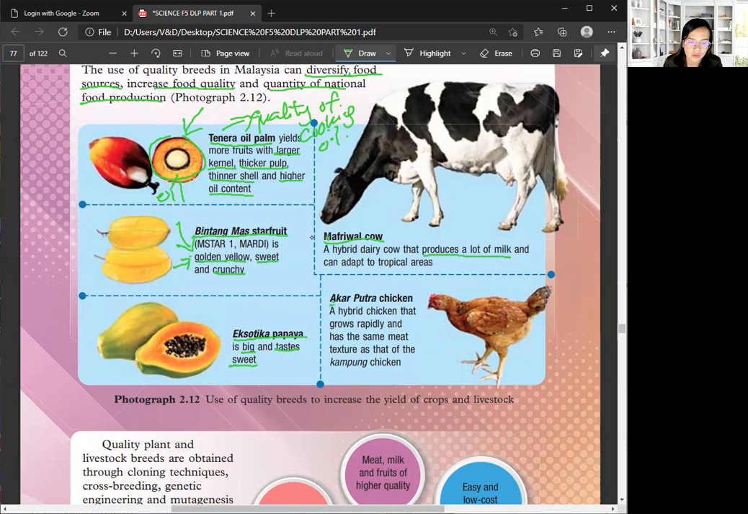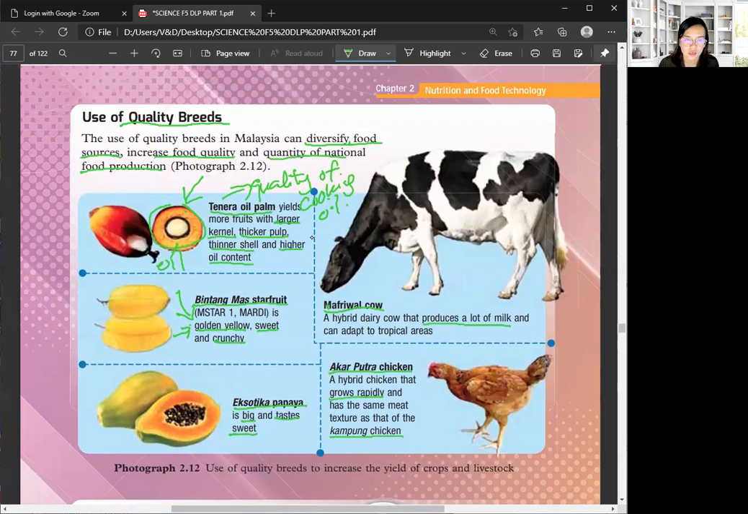Next one is Akar Putra chicken. This hybrid chicken can grow rapidly and has the same meat texture as that of the kampung chicken. This type of chicken is easy to grow because it grows rapidly. Everyone loves to eat chicken, so we do not have to worry. This chicken can grow very fast, and we can get the same texture as the kampung chicken. So these are examples of the quality breeds produced in Malaysia.